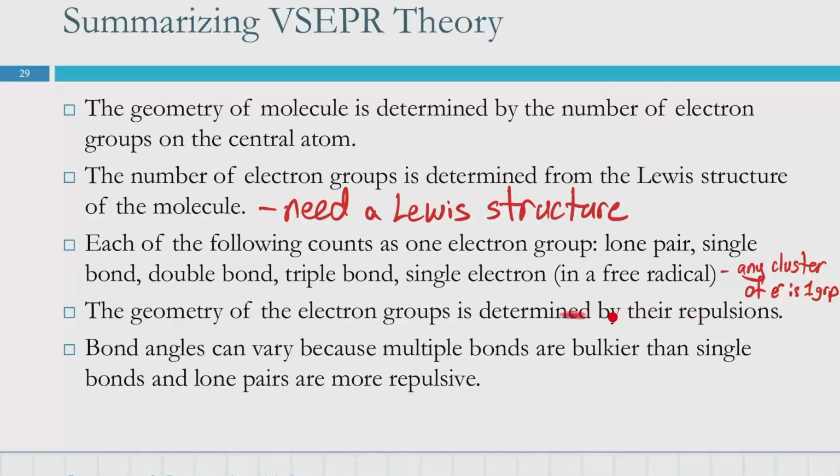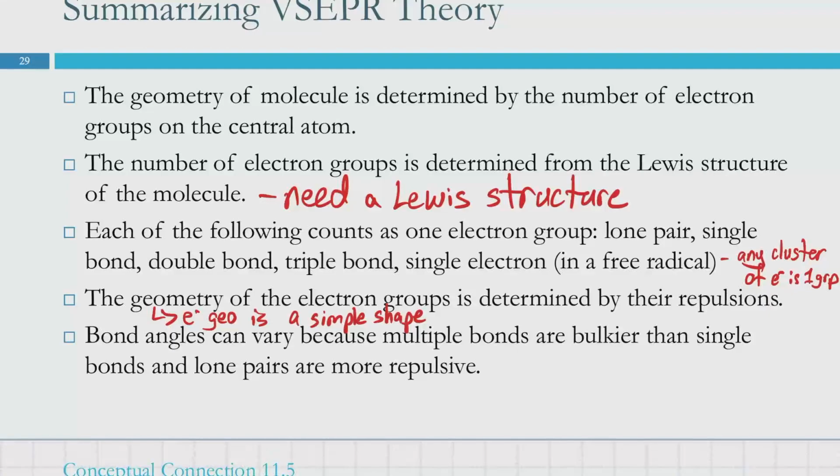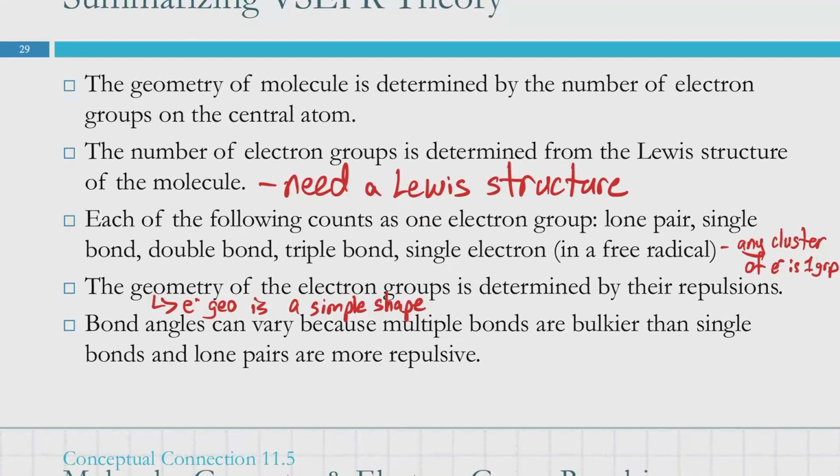The geometry is determined by the repulsions. Our electron geometry is a simple shape, one of those 5 shapes we covered at the top of the lecture. Bond angles can vary. Lone pairs are stronger than bonds. We'll just say bonds generally. Double bonds are stronger than single bonds.